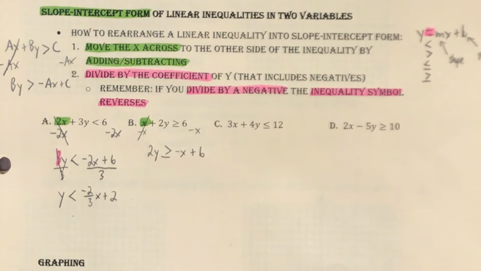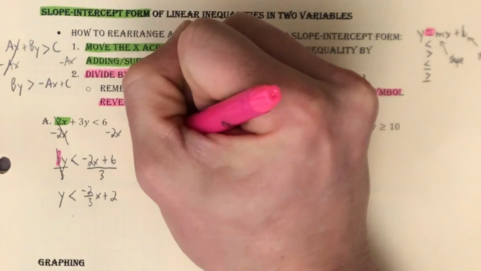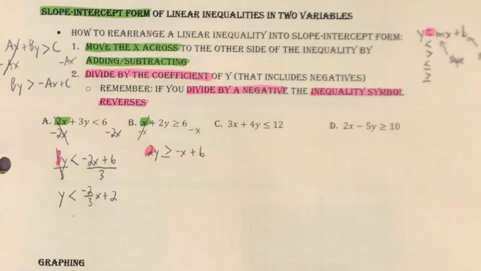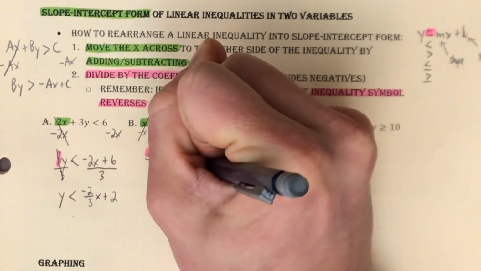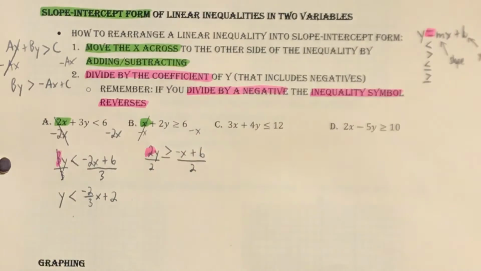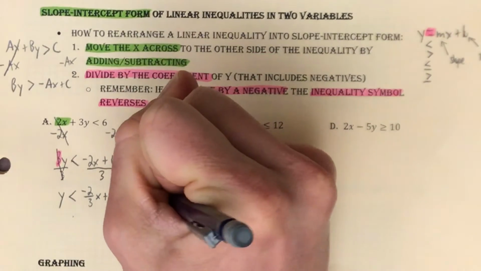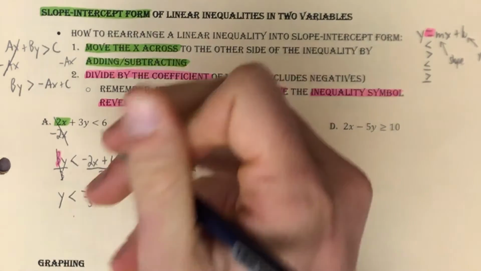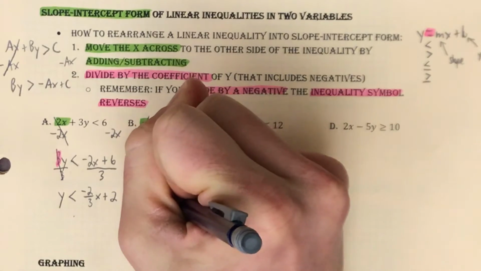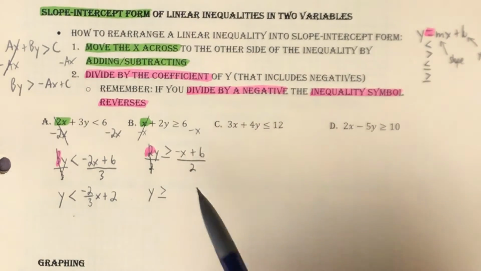Now my second step is I need to divide by the coefficient of y, which is the 2 here. So I'm going to divide each side by 2, and everything on both sides. 2 divided by 2 is 1, so we're left with just y. Now I'm dividing by a positive, so no change to the inequality symbol, so greater than or equal to. Now I've got negative x divided by 2.